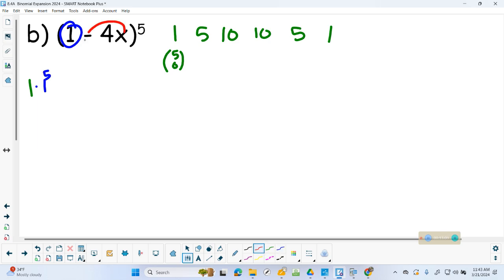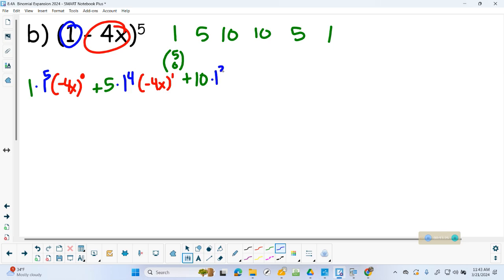Let's make sure we take the sign, negative 4x, start at 0. And again, you don't have to write that since it is 0, but I'm going to put it for the pattern. Now, next coefficient, 5. Our 1 is down to the 4th, negative 4x up to the 1st. Okay, next coefficient in our line, 10. 1 is down to the 3rd. It's nice that it's 1. Obviously, 1 to any power is 1. So that's going to be easy and quick to calculate for us. Next coefficient, 10. Our blue 1 is down to the 2nd. Negative 4x is cubed.